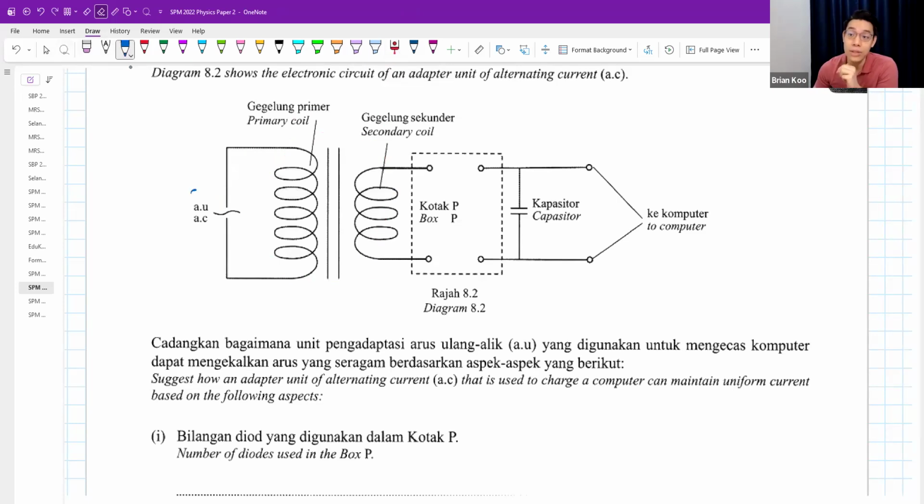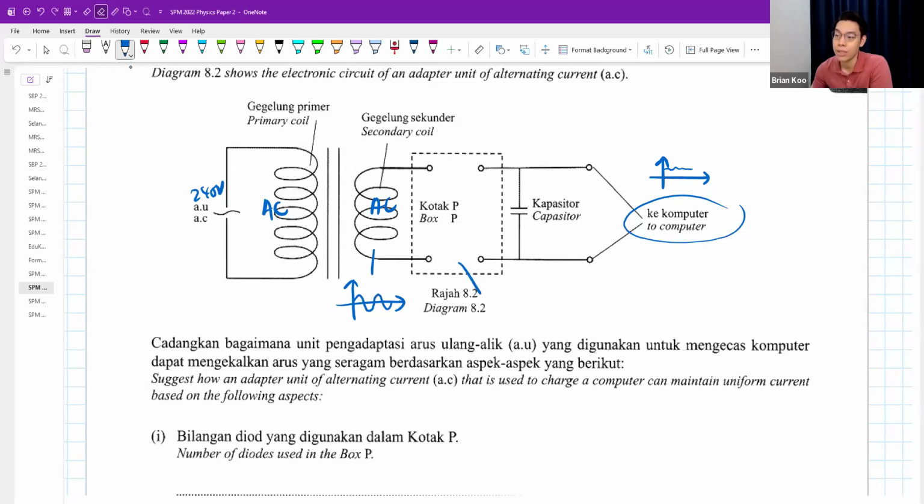Because the voltage going into your house is 240 volts and you don't need so high voltage to go to your handphone or your laptop. So you need to step down the transformer, which is an AC, by the way. And here you're also going to get AC. Then in this box P, we need to use some diodes and some capacitor. Then only it will go to your computer so that the graph going into your computer will be pretty smooth. That's the job of the capacitor. But please know, originally the graph is a pure AC like so. At box P, the graph will start to become, we want it to become like this.